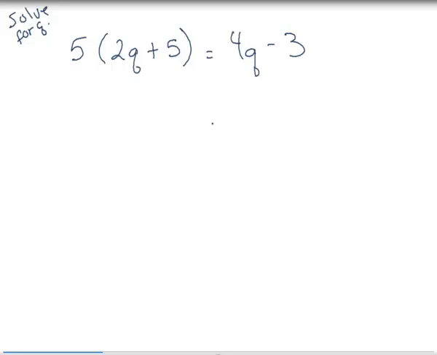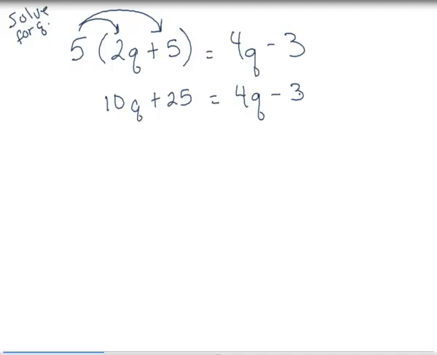What do we call that, you guys, when I multiply that 5? We call that distributing. Good. So 5 times 2q is 10q. 5 times 5 is 25. Over here, is there anything to simplify on the right? It's already simple. There's no like terms.